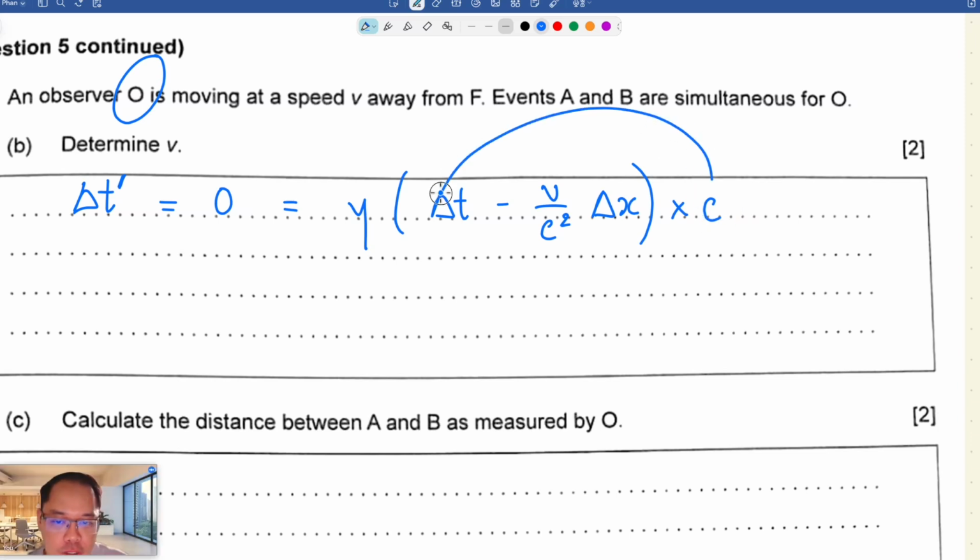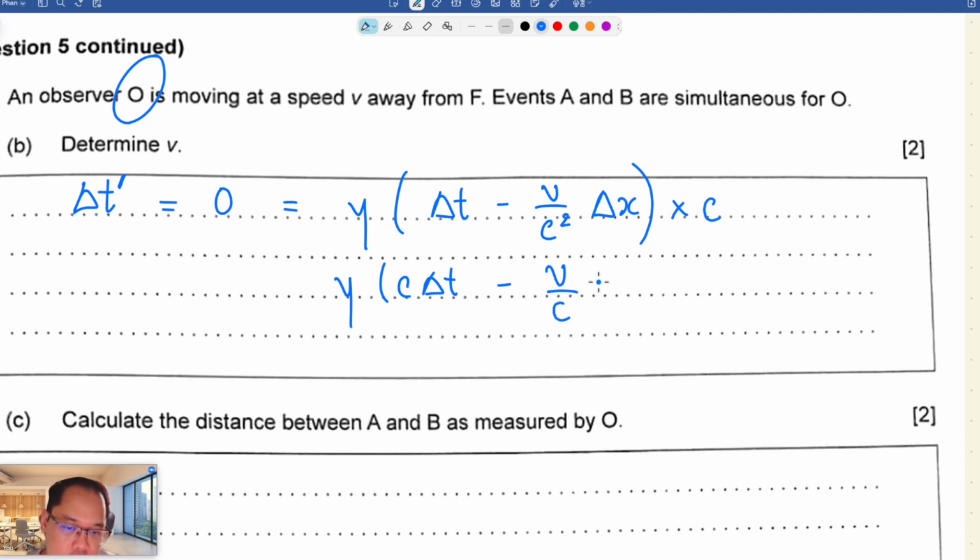Now I will multiply c to each term here. We have gamma multiplied with c delta t minus v, with c on top, and simplify with c squared at the bottom. We have c here at the bottom and delta x. Because this thing equals 0, the two terms are the same and the difference is 0, which means c delta t equals v over c times delta x.